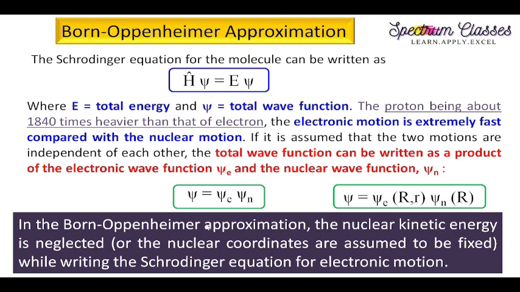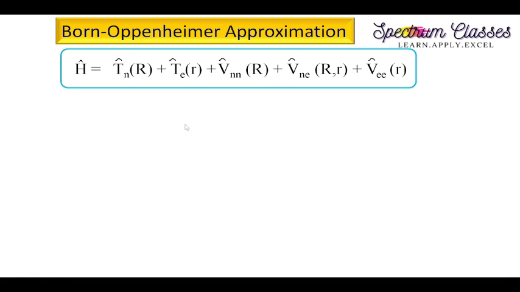So according to the Born-Oppenheimer approximation, the nuclear kinetic energy is neglected, or the nuclear coordinates are assumed to be fixed while writing the Schrodinger equation for electronic motion. So we are going to understand this part in the next slide. See, I have mentioned over here that being heavier than the electron, the kinetic energy of the proton is very less. So here I am just going to show you this.